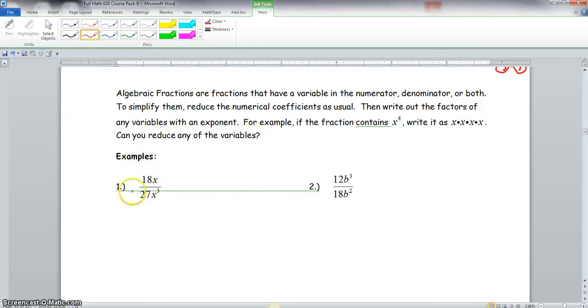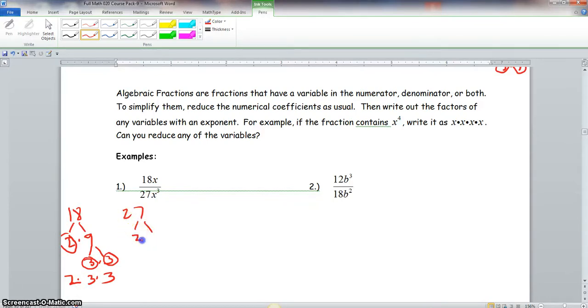Now we have examples. Example 1. We have 18x over 27x cubed. So first of all, let's find the prime factorization of 18 and 27. So 18 we know breaks down to 2 times 9. 2 is prime, 9 is not, and 9 breaks down to 3 times 3. So we have 2 times 3 times 3. That's the prime factorization of 18.